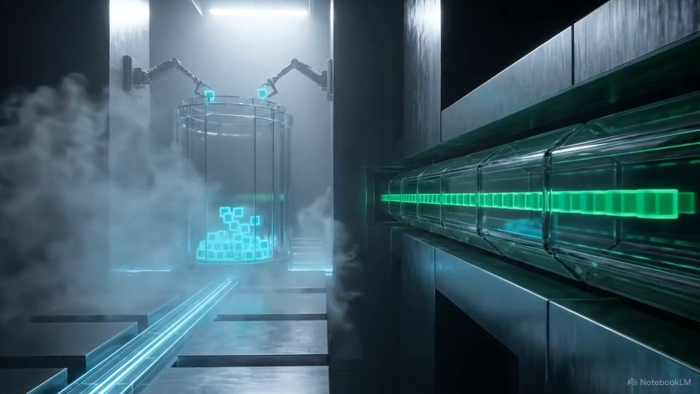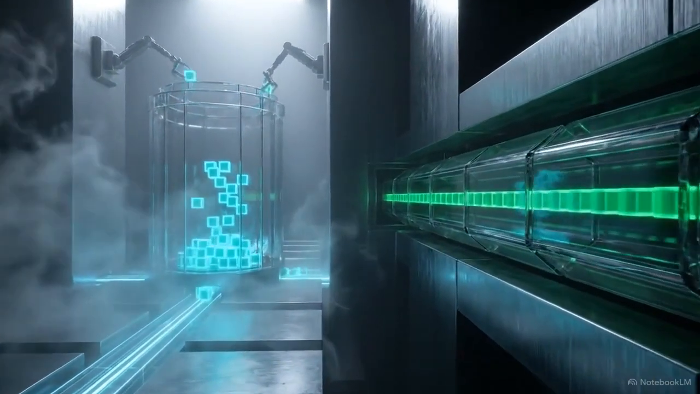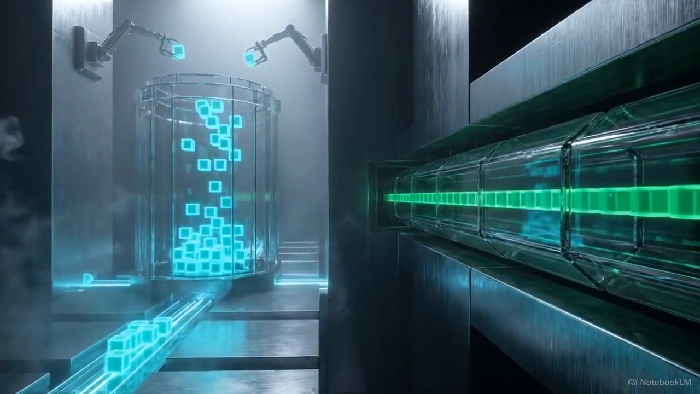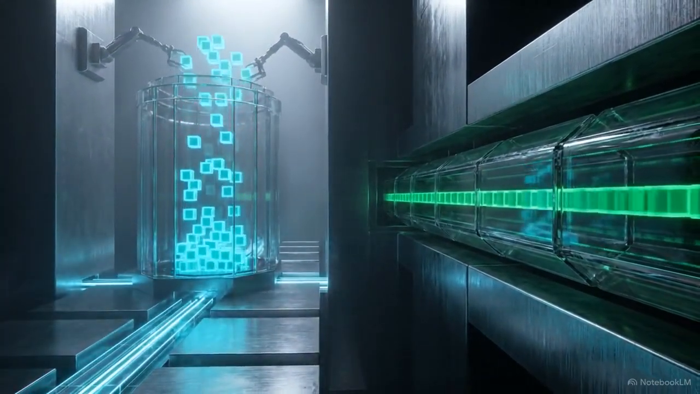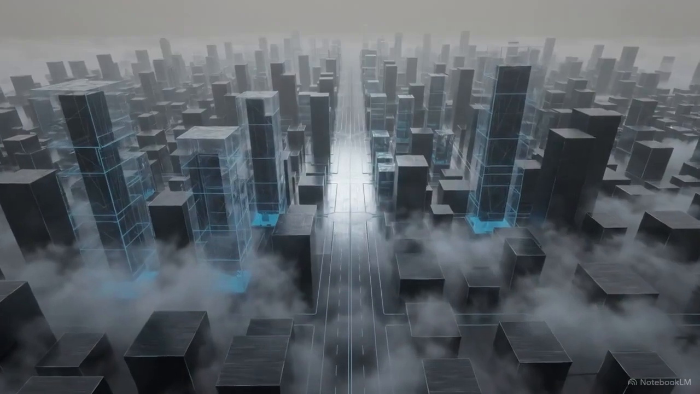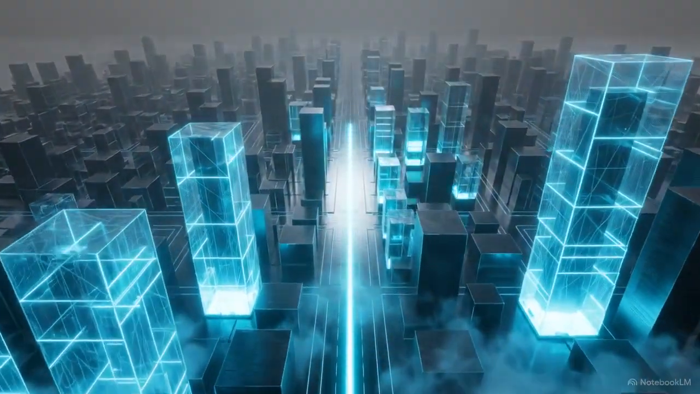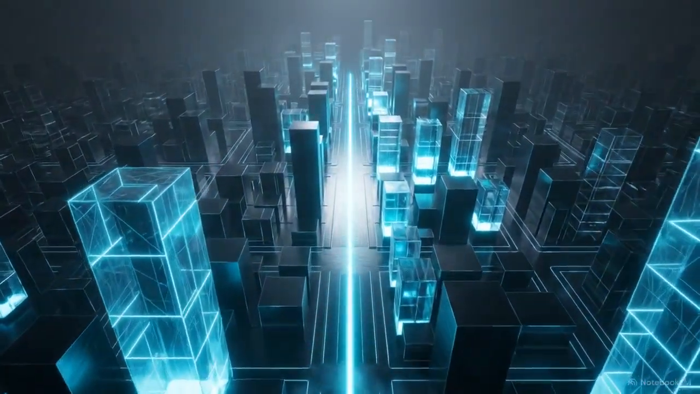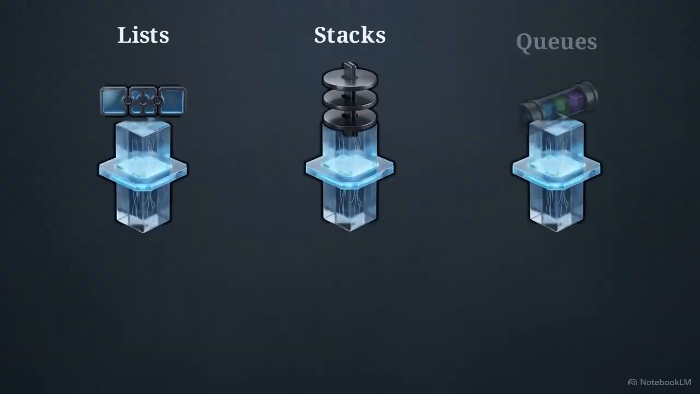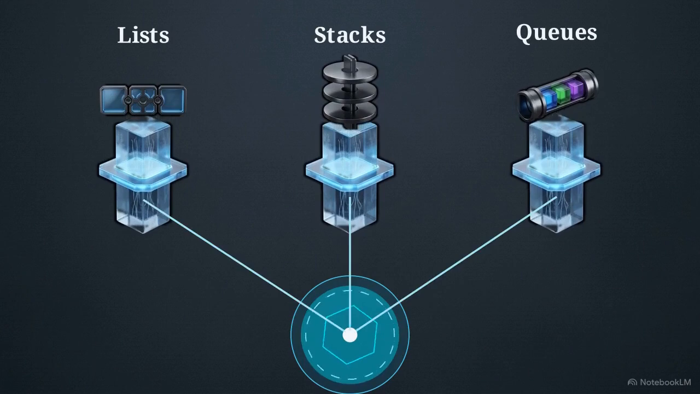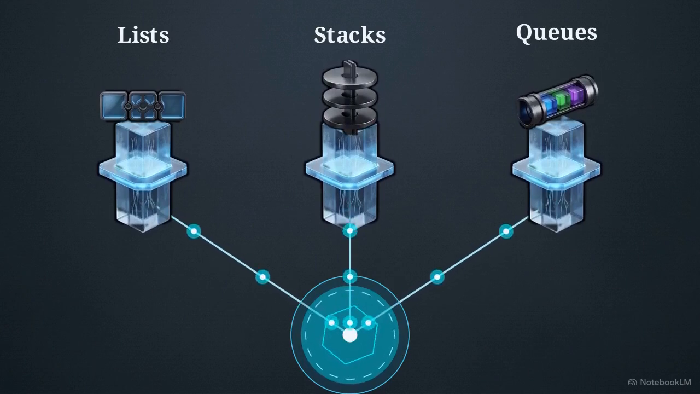Stacks and queues trade away the freedom to search any node for the absolute predictability of processing data in a required order. When we look at the broader digital landscape, it's clear that complex algorithms are entirely dependent on these organized pathways. Lists, stacks, and queues provide the underlying architecture that keeps information flowing flawlessly.